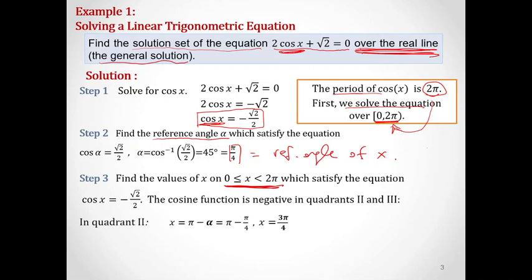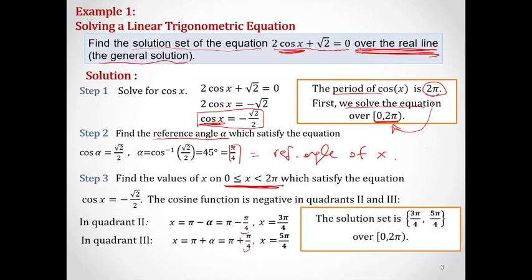So we found it. If x is in the second quadrant, then using the reference angle x has to be 3 pi over 4. And here if it is in quadrant 3, then it has to be pi plus pi over 4. And these are the solution set of the equation over 0 to 2 pi. So 3 pi over 4 is one solution, and the other one is 5 pi over 4.